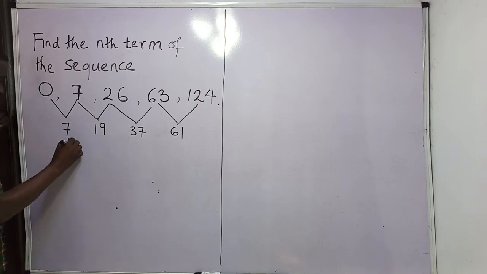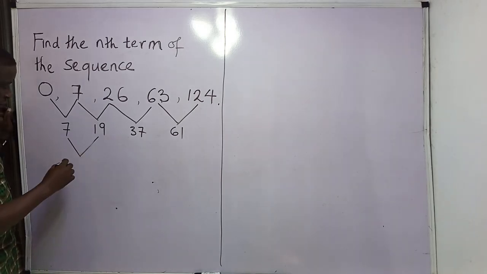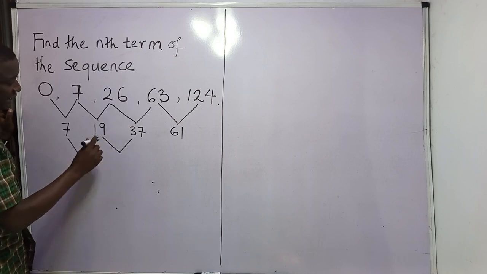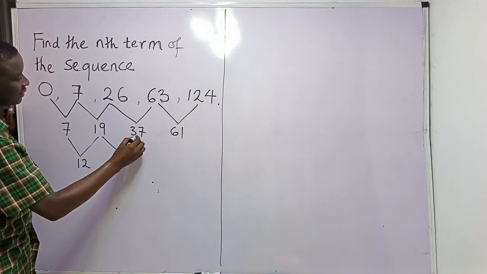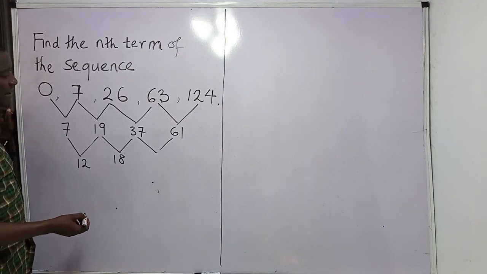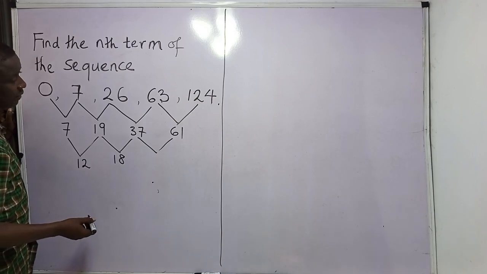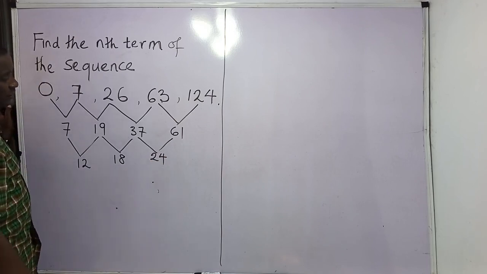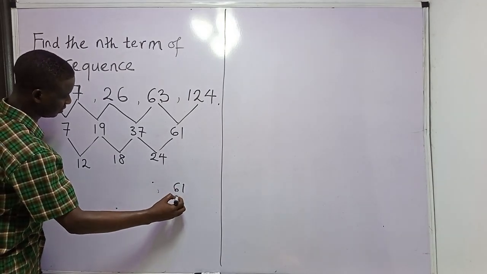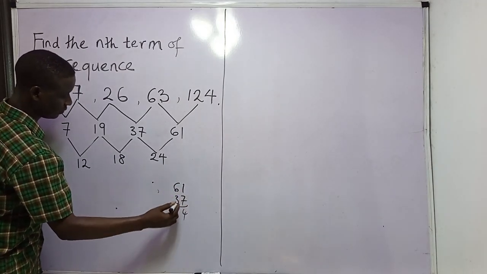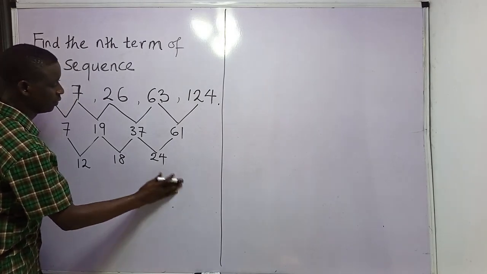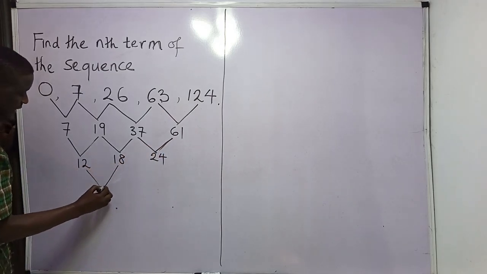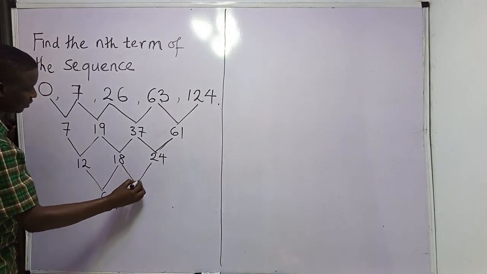Now, having gotten that, what you are going to do is to find the difference again. 19 minus 7 is 12. Then 37 minus 19 is 18. Then 61 minus 37 will give us 24. Let's confirm, 61 minus 37 is 24. So having gotten that, what we're going to do is take the next level. This minus this will give us 6. This minus this will give us 6.